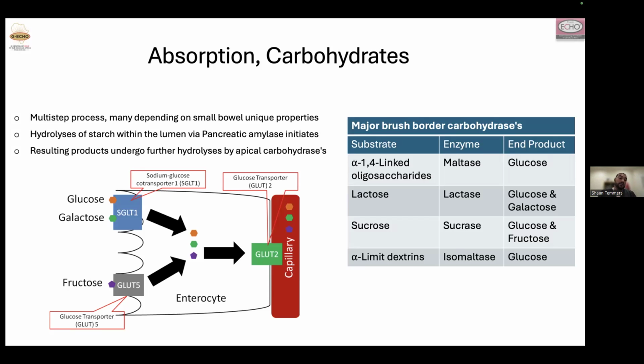transport via your sodium-glucose transporter 1, which carries galactose and glucose, or fructose via GLUT5 transporters. Once they're all within the enterocyte, they are packaged and transported into the capillary at the basolateral membrane via GLUT2 to enter circulation for use and further processing.